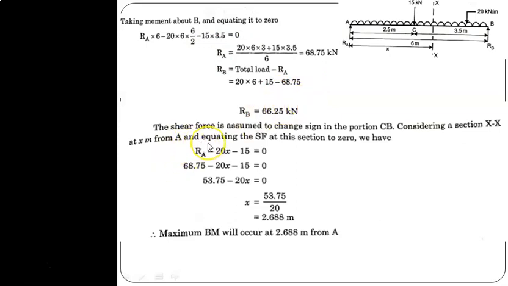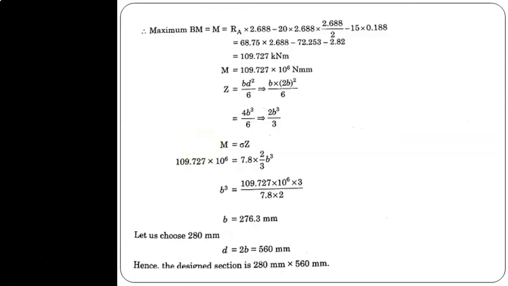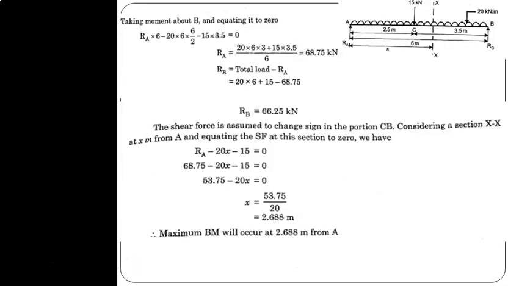The shear force is assumed to change sign in portion CB. Actually, we get the maximum bending moment where the shear force changes its sign. So first let us find where the shear force changes its sign. For that, they are assuming the shear force's sign changes in between C and B, and therefore let us take that distance as section XX.